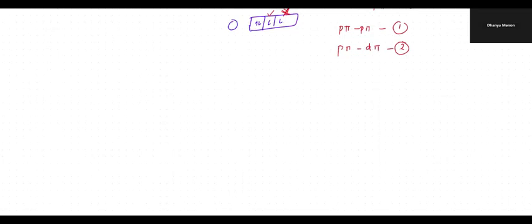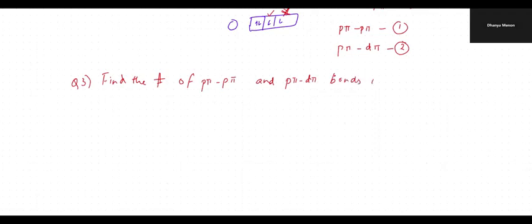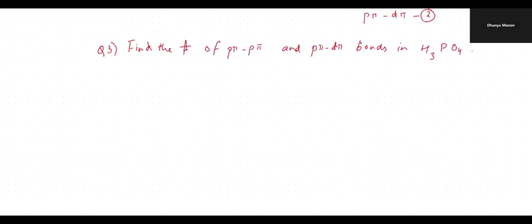Now coming to yet another question, question number 3. Find the number of p pi p pi and p pi d pi bonds in H3PO4. Structure and all, don't get worried. With practice and when we learn different lessons, you can automatically get the structures. It will be easy.